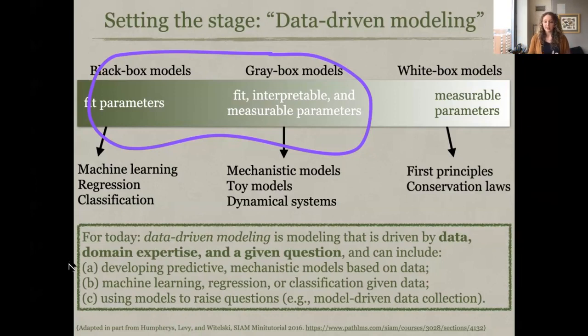So that could be, for example, developing predictive mechanistic models in a mathematical sense based on data. It could be machine learning, regression, or classification based on data. And then I think one of the things that you hope comes out of either of these types of models is using the model to raise questions. So then you're actually turning it around and not just doing data-driven modeling, but using your model to drive data collection as well, and further questions, so that there's a feedback.